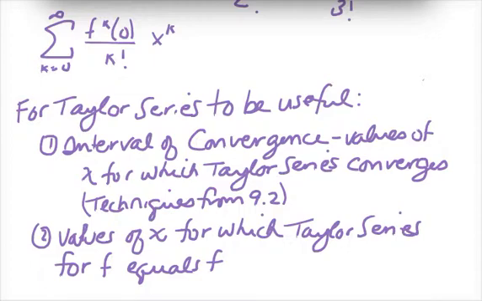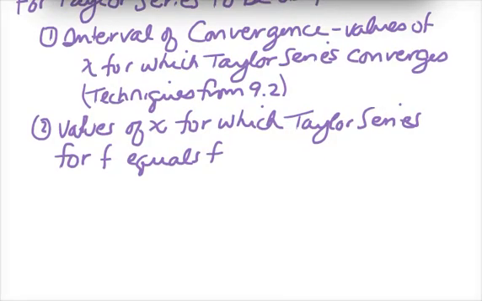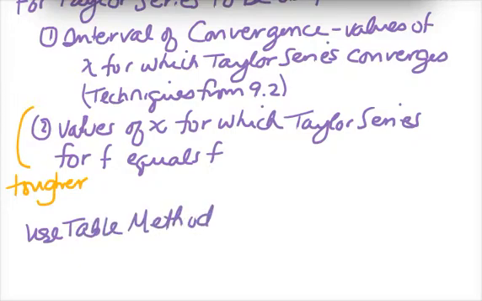And the second point of interest is really values of x for which the Taylor series for f actually equals f. And this is a little bit tougher. We're going to look at this briefly. In further mathematics you'll get exposed to more of this, which is theoretical, but it's a tougher nut to crack. All right, so we're going to use the table method to help organize our work, just like we did with power series. I'd like to do an example, and then we'll pick up in class. So use the table method to help organize and build your Taylor series.